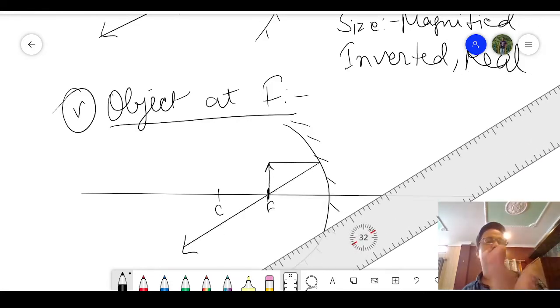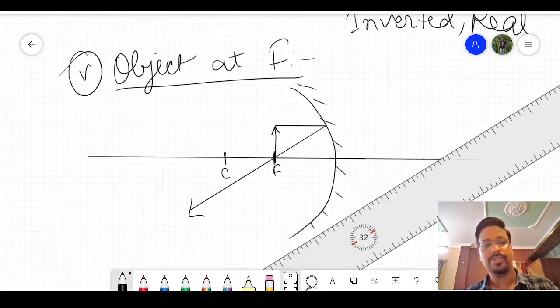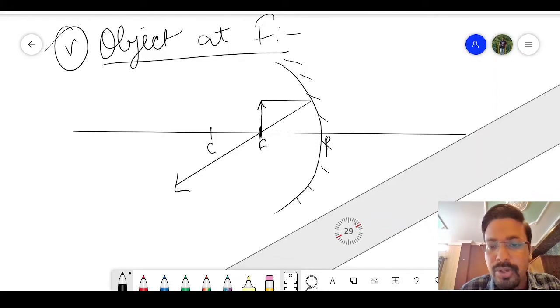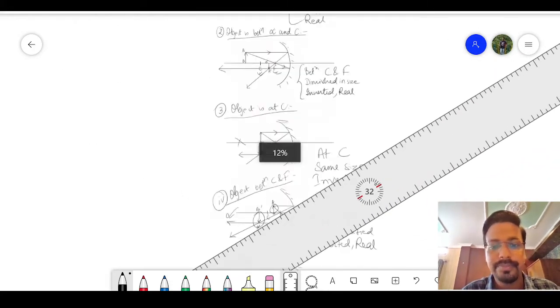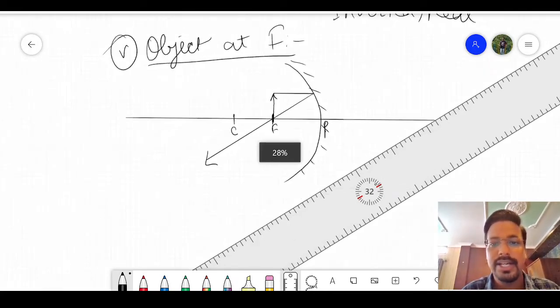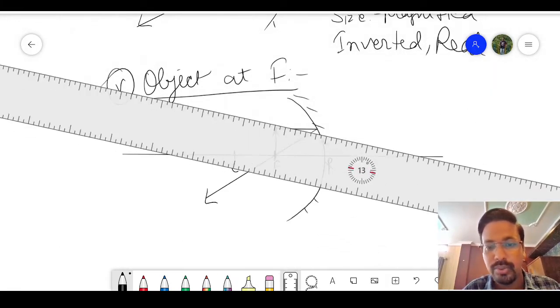Next, in our other diagrams, what we had done is we had drawn a ray of light which will pass through the focus and then become parallel. But here we can't draw a line which passes through the focus because the object itself is on the focus. So what will we do? This time we will draw a ray of light which will pass through the pole. Okay, a ray of light that passes through the pole.